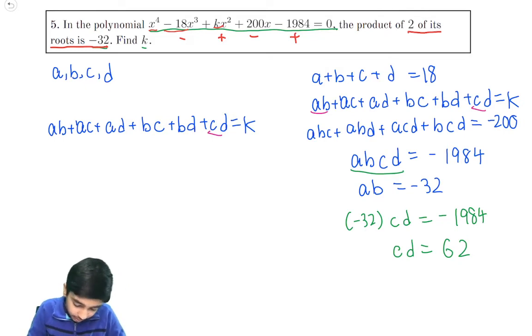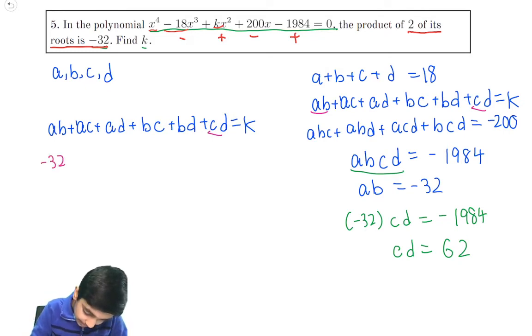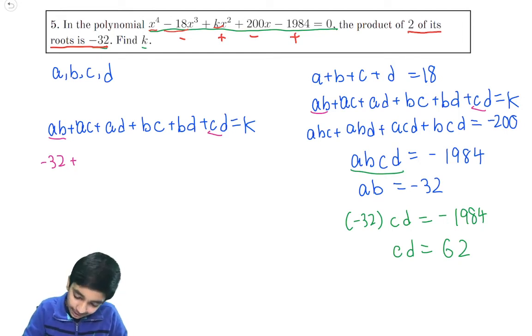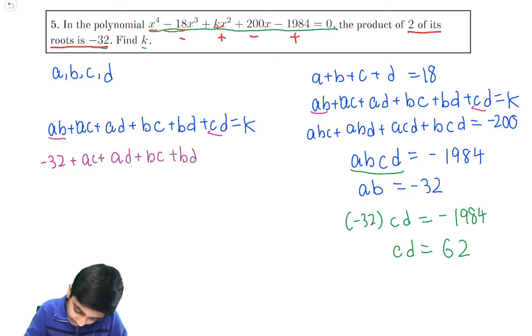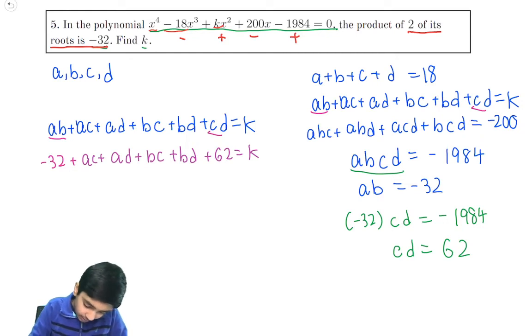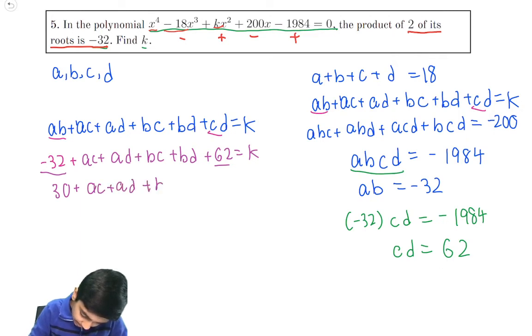We know AB is negative 32, so we have negative 32, the value of AB, plus AC, plus AD, plus BC, plus BD, plus CD, which is 62, equal to K. Sorry for the confusing explanation. We simplify this: we can combine these two terms to get 30, plus AC, plus AD, plus BC, plus BD, equals K.